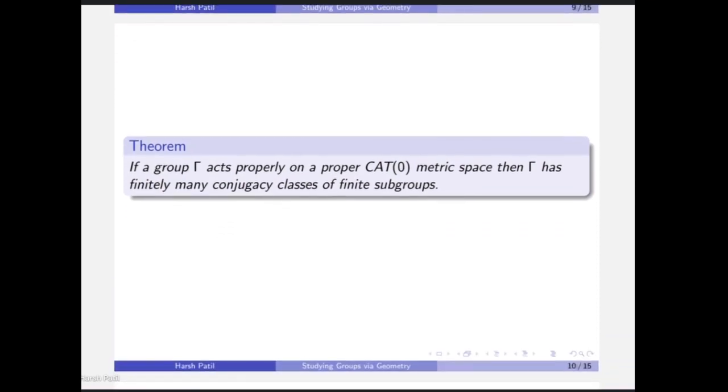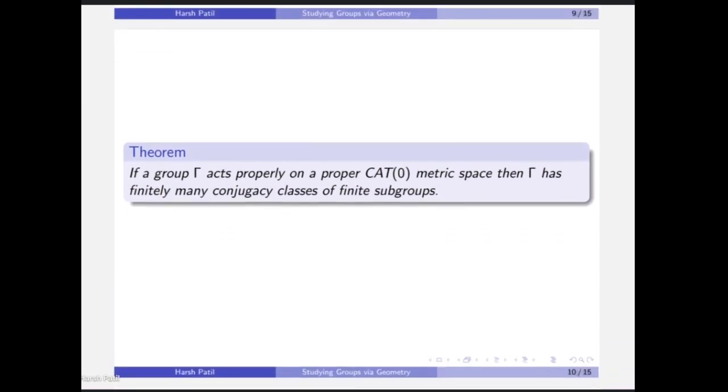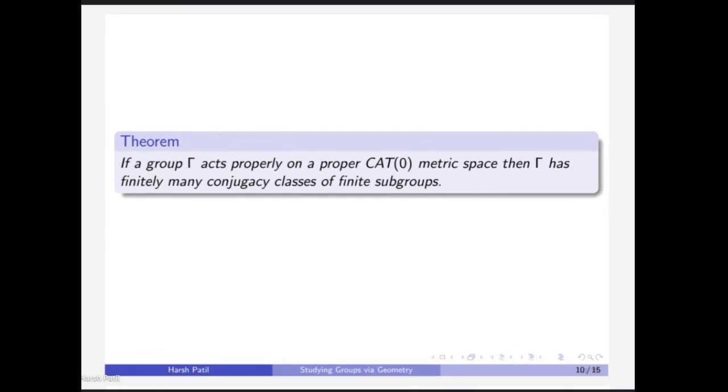We are going to prove a theorem about isometric groups of CAT(0) spaces. We're going to show that if there's a group which acts properly on a proper CAT(0) metric space, then that group has finitely many conjugacy classes of finite subgroups. So let me just explain what all of these words mean.